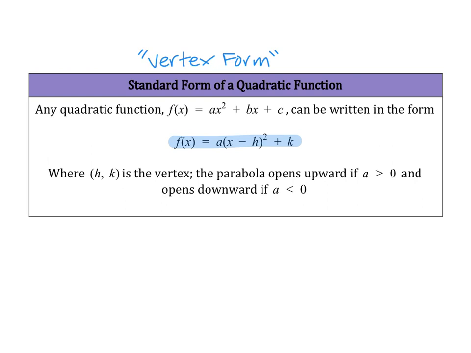We really like vertex form for graphing because it's really easy to see where the vertex is. It's (h, k), noting that in the equation it says minus h, implying you take the opposite. And of course, if the parabola opens upward, a is greater than 0, and if the parabola opens downward, a is less than 0.